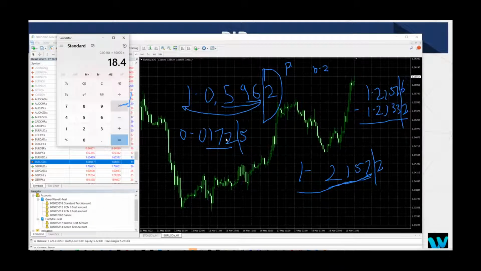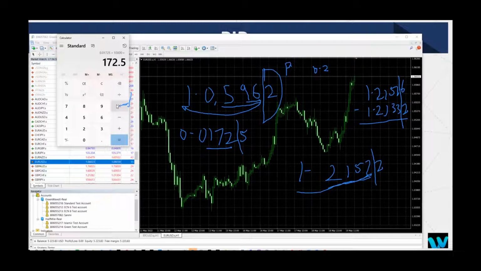And this other example here, 0.0172.5. It's very easy to say this one is 2.5, but if you still want to confirm, just multiply by 10,000. That's 172.5 pips. So that's how you can calculate the number of pips between one level and the other.